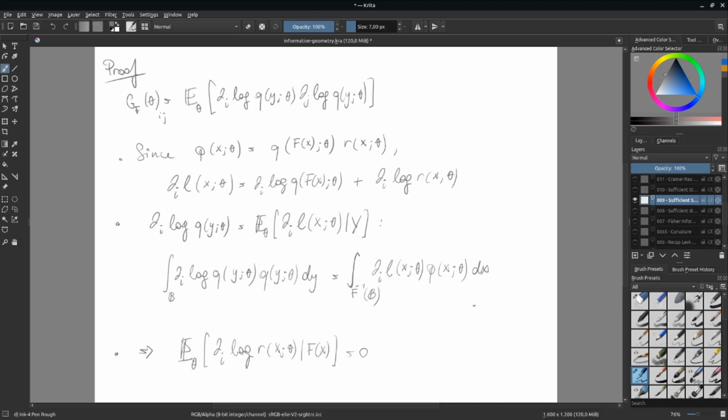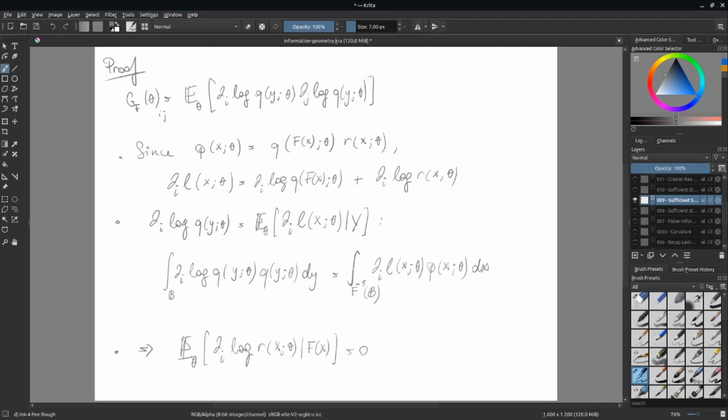The proof for that is a bit short. It's simply that if we have B, the set of values we're integrating over y, we can just transfer over, take the inverse image of it and get the log likelihood in the end. If you don't understand this, that's not a problem. I'm not entirely sure I understand it either, so you're in good company. But roughly that tells us that the expectation of the derivative along coordinate i of log r, conditioned on f of x, is 0.